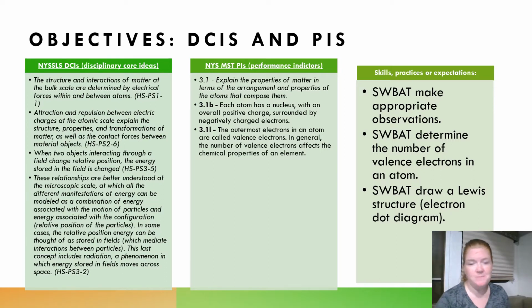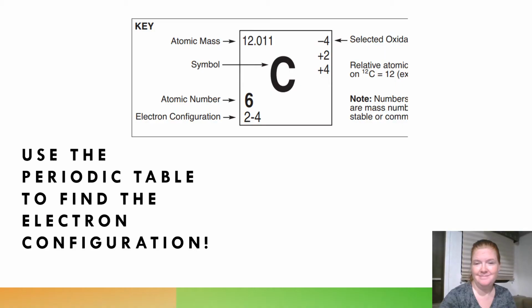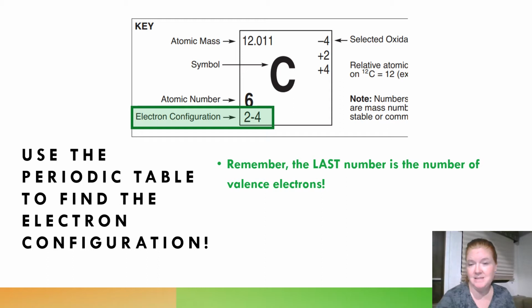Here are the objectives. Pause and peruse if you wish. Lewis dot structures are used to visually represent valence electrons. So they're simplified drawings of how valence electrons are arranged around atoms. Use the periodic table to find the electron configuration. Remember, the last number is the number of valence electrons.